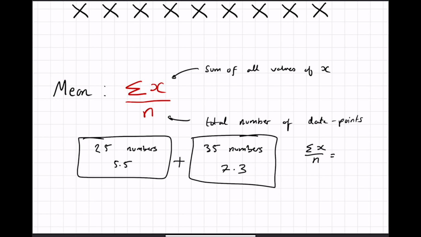So let's start with the easy part. What should n be? Well, I have 25 numbers here and 35 numbers here. If I add these together, that will give me my value for n.